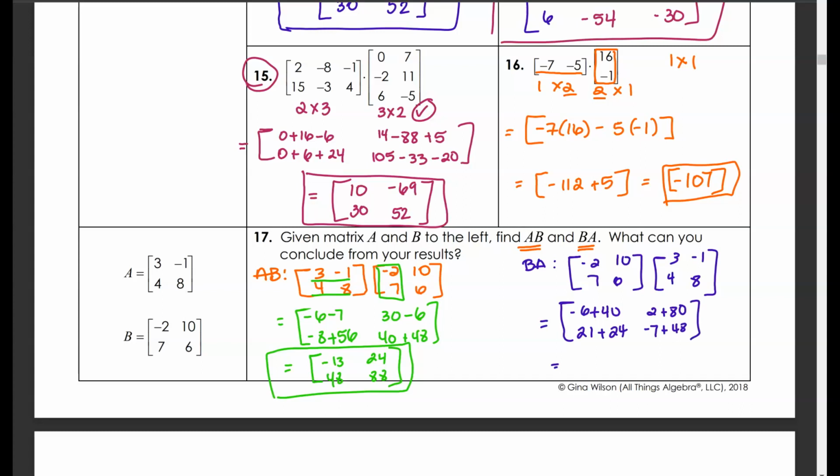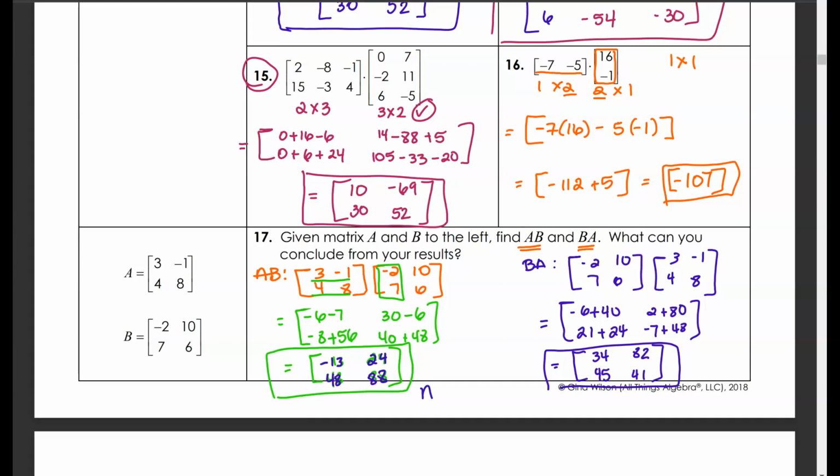We're going to add these all together. Negative 6 plus 40 gives me a positive 34. 21 plus 24 gives me a positive 45. 2 plus 80 gives me a positive 82. And then negative 7 plus 48 gives me a positive 41. So notice that they're very different matrices. So here I have negative 13, 24, 48, 88. But those are very drastic differences.